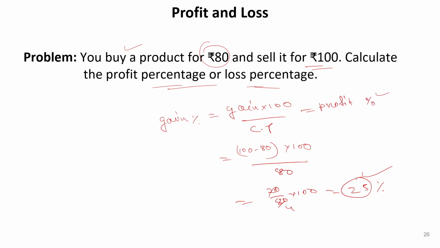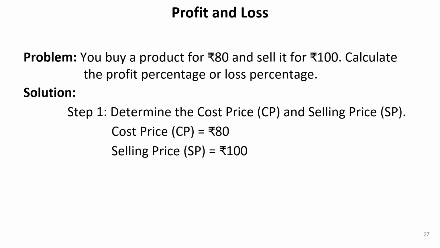Okay, so it will be nothing but 25%. Okay, so determining the cost price and selling price. So cost price is 80 here because at that price the article is being bought by the shopkeeper, and selling price is the price at which the shopkeeper sells it to a customer, that is 100 rupees.